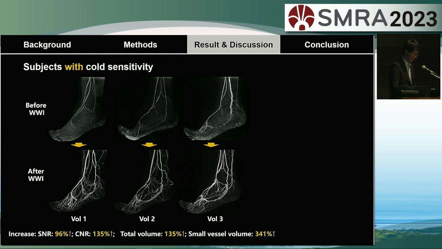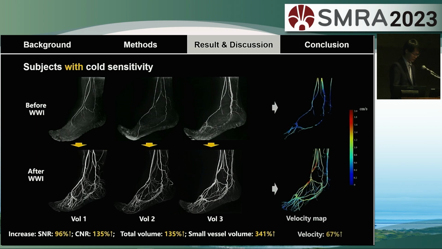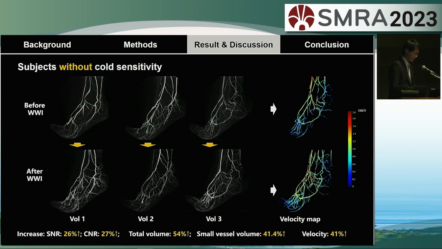And here are some quantitative measurements which have all increased. Another good thing about PCMI is that we can estimate the velocity, and we can see that the velocity increased after warm water immersion, which explains the reason for the improved visualization. And for subjects without cold sensitivity, the PCMI itself can generate good angiograms, but it can be further improved by warm water immersion.